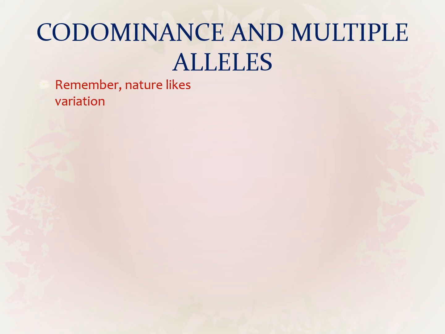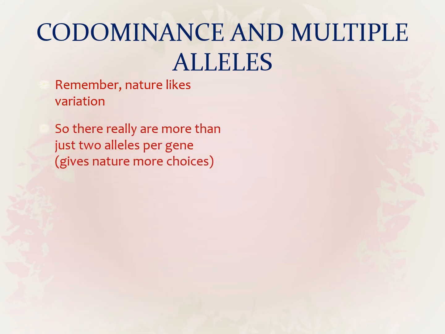Okay. So remember, nature likes variation. Nature doesn't want everything to be just chocolate or vanilla. Nature wants to have strawberry, nature wants to have marble, nature wants to have rocky road. So we really have more than just 2 alleles per gene. A good example of that would be blood typing, which is what we're going to show here in just a minute. You know that you can have A blood, you can have B blood, you can have O blood, you can have AB blood. Oh, AB, that's 2 dominants together. Nature gives us more than just 2 choices. So this is what we call multiple alleles.